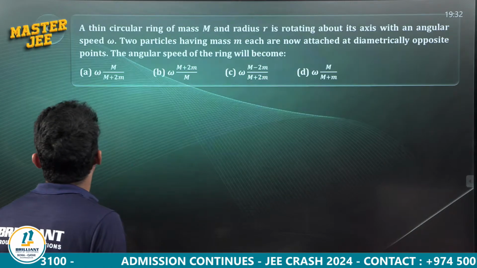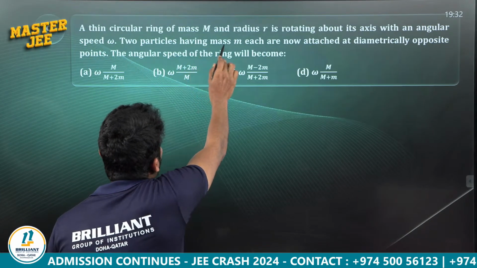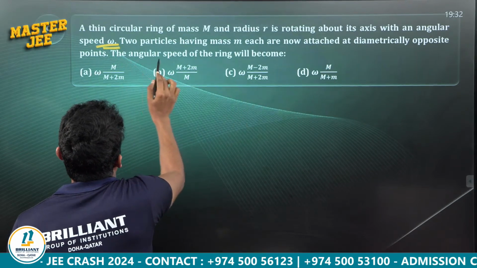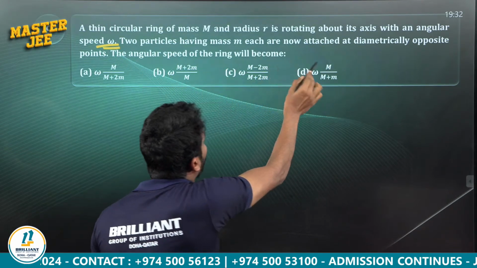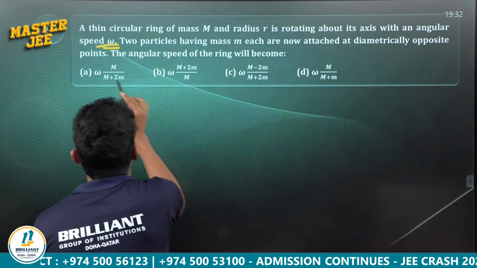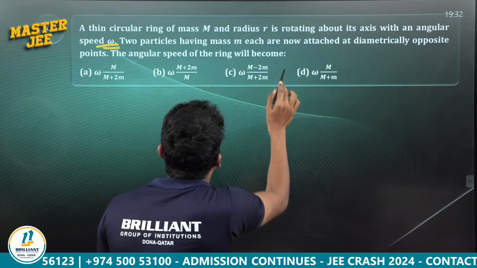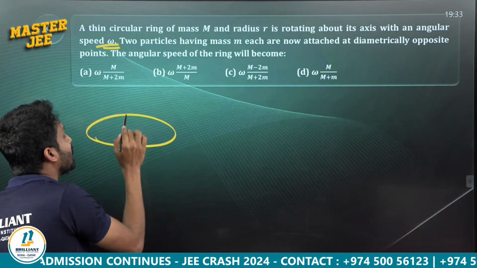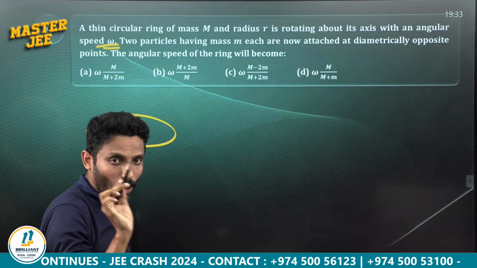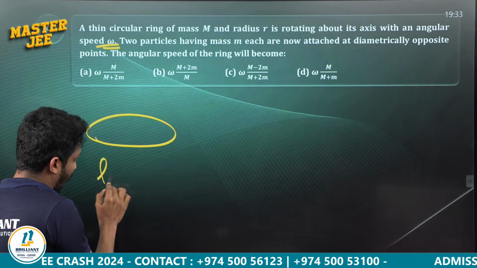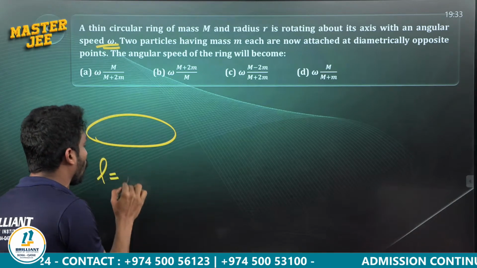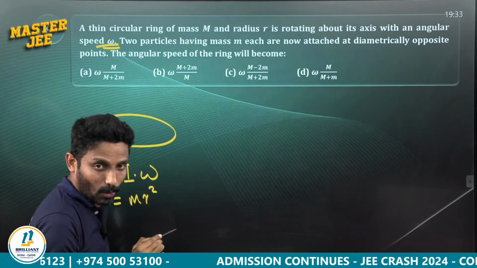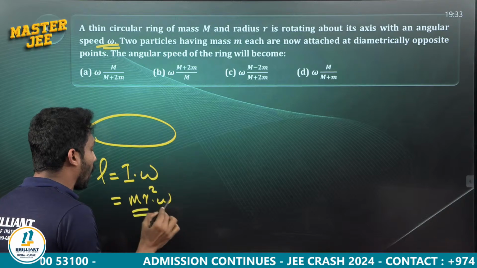Moving to question number 9. A thin circular ring of mass M and radius R is rotating about its axis with an angular speed omega. Two particles having mass m each are now attached at diametrically opposite points. The angular speed of the ring will become? Initially there was a ring of mass M rotating with angular velocity omega. Then the angular momentum L is equal to I omega. You know this I is equal to MR square for a circular ring. So it is MR square omega only.